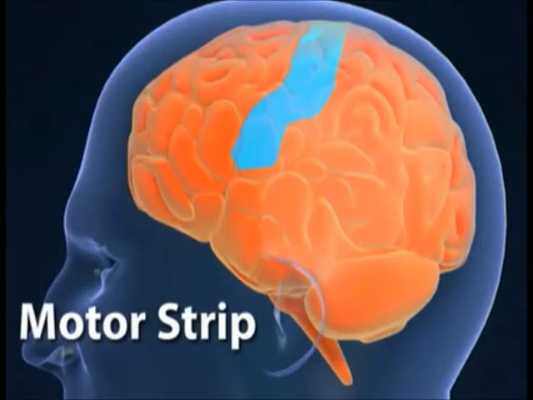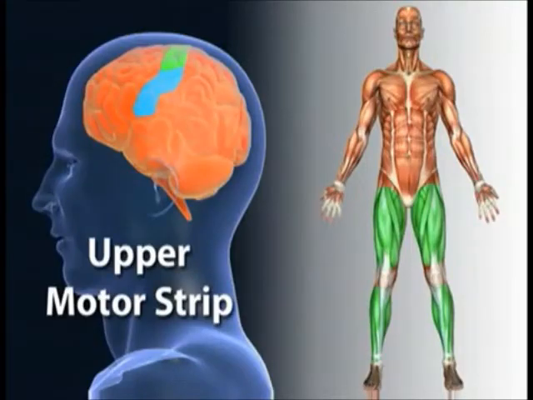At the back end of the frontal lobe is the motor strip, which signals muscles to move. A seizure in this part of the brain will cause uncontrolled movements or twitching lasting for a few seconds to a few minutes. Towards the top of the motor strip are nerves controlling the leg muscles.